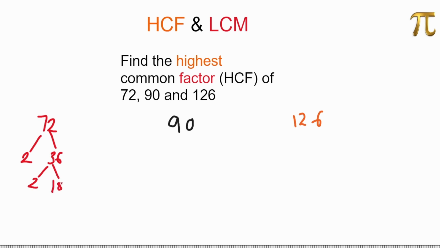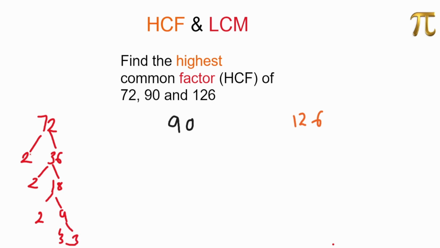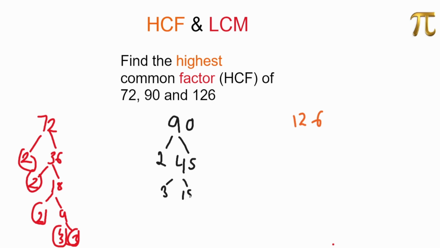and 18, which can then be reduced down to 2 and 9, which can then be reduced down to 3 and 3. Now you circle all your primes, so you have three 2's and two 3's. Now let's look at 90. How can you multiply to make 90? You have 2 and 45, and then you have 3 and 15, and then you have 3 and 5. You circle all your primes: 2, 3, 3 and 5.